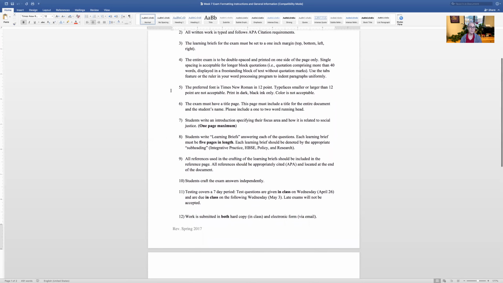The learning briefs for the exam need to be set to 1-inch margins. So this is standard APA formatting. And we're going to make a few exceptions to that during the coronavirus crisis, because I know some of you are trying to write this on a tablet and it's not easy to format on a tablet. So do your best to do 1-inch margins, to make sure you're double spacing, and to use the tab functions and the page number functions and the running header.